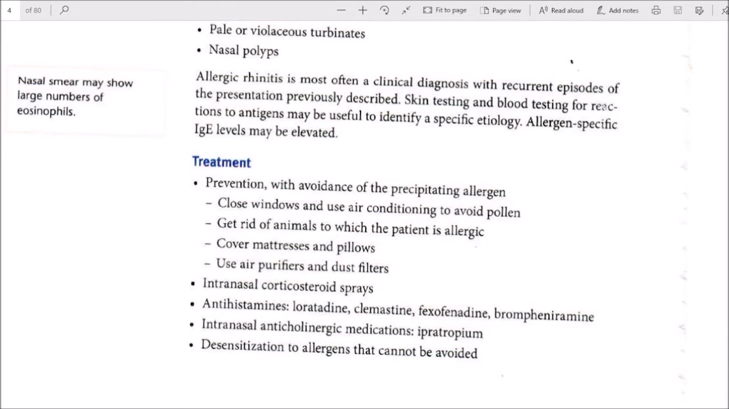Cover mattresses and pillows, use air purifiers and dust filters, intranasal corticosteroid sprays, antihistamines, loratadine, fexofenadine, brompheniramine, intranasal anticholinergic medication, ipratropium, and desensitization to allergens that cannot be avoided.